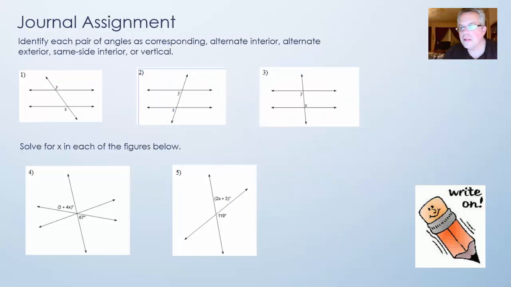So here's tonight's journal assignment. The first 3, you're going to describe what kind of angles they are. Then the second 2, or the bottom 2 down here, think about what kind of angles they are. Are they vertical angles or a linear pair? And set up the equation appropriately. If they're a linear pair, they add to 180 degrees. If they're vertical angles, their measures have to be equal. Copy those bottom 2 figures in your journal and solve them.